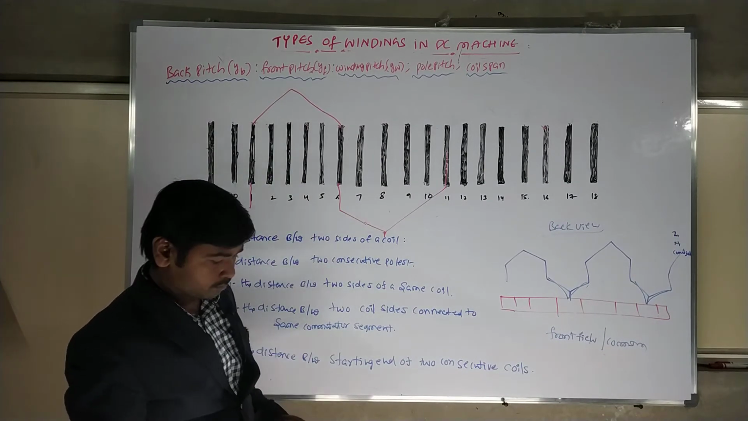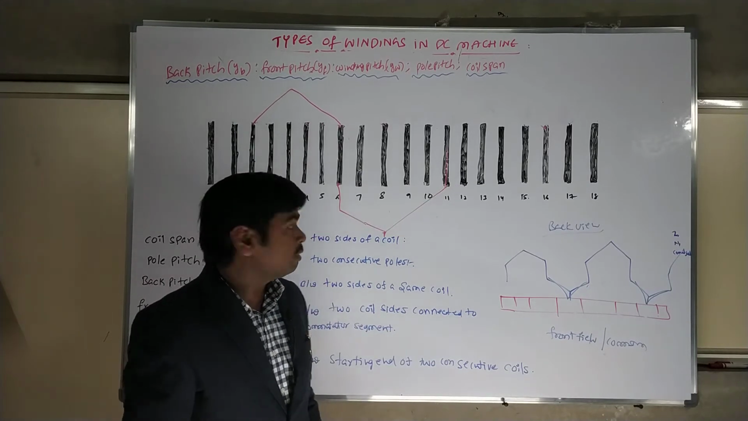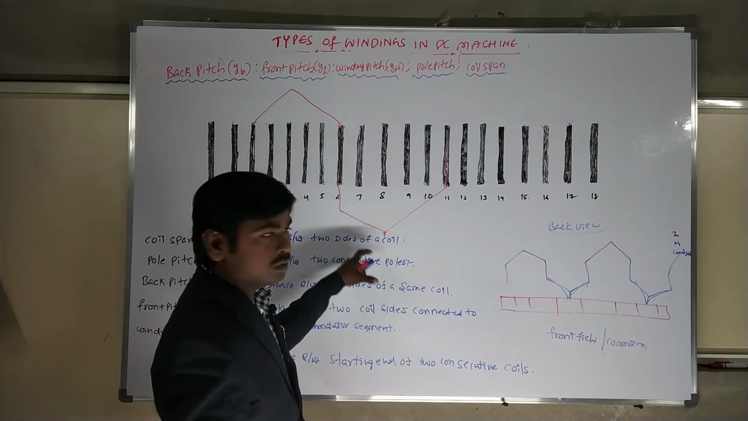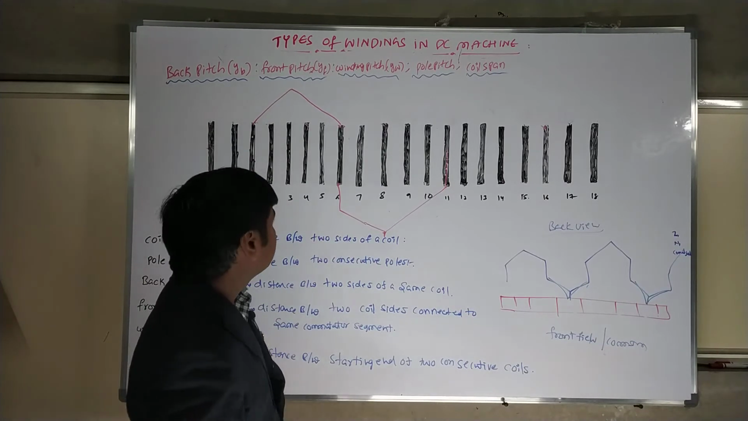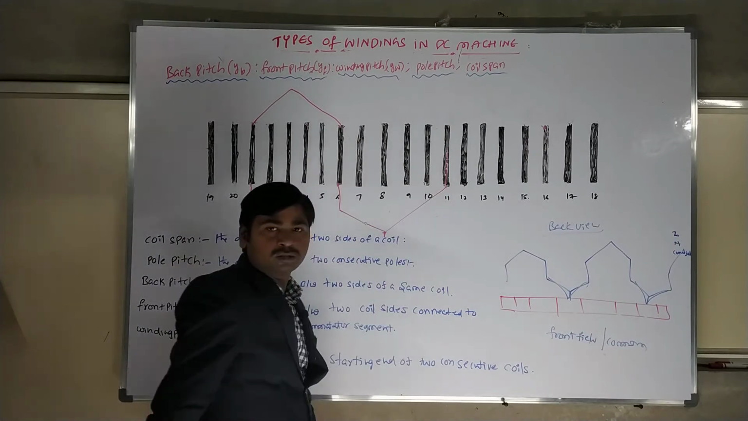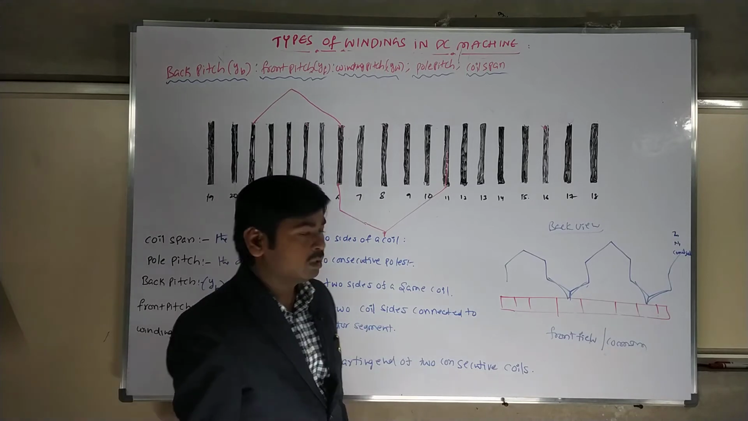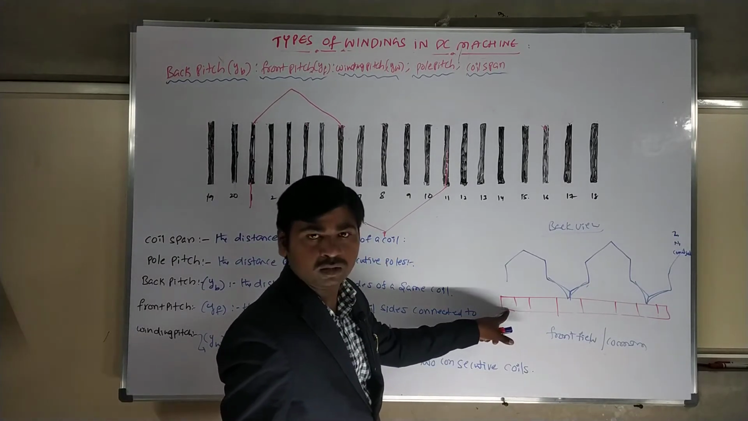It's very clear. The number of commutator segments should generally be equal to the number of turns, sometimes, because one turn makes one commutator segment. We can say the number of turns equals the number of commutator segments. So commutator segments, what is that? You have to understand it very clearly.